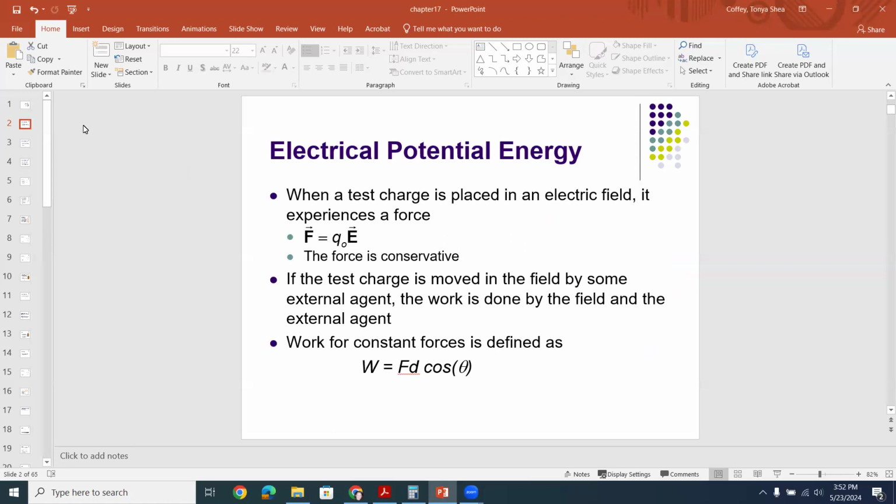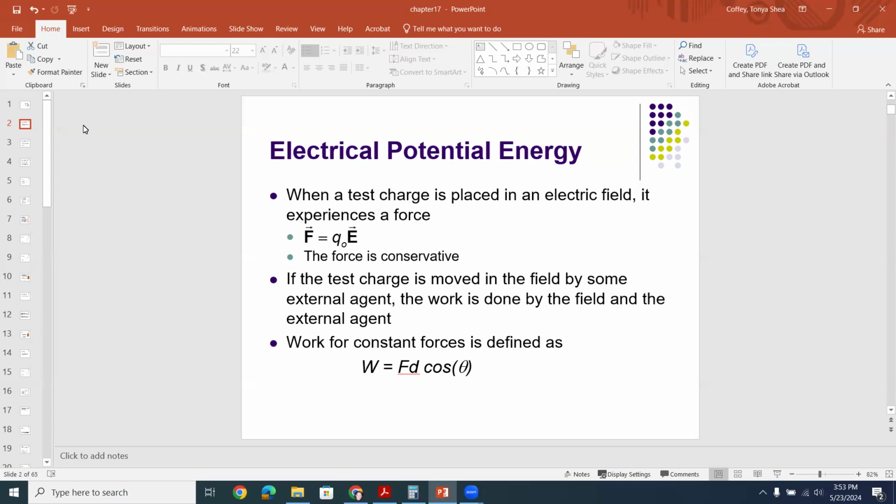We talked about how if you have a test charge that was placed in an electric field, that charge will feel a force due to the field. And the equation that describes that is F equals QE, where F is the force, Q is the test charge, and E is the electric field. Now, this is a conservative force. And of course, what that means is that it doesn't pull energy out of the system, that energy is conserved inside the system if only conservative forces are acting on the object.